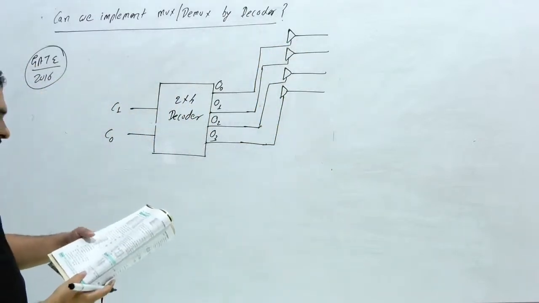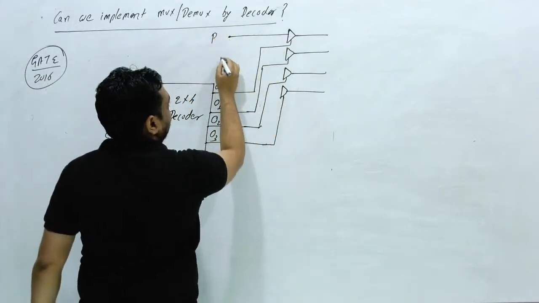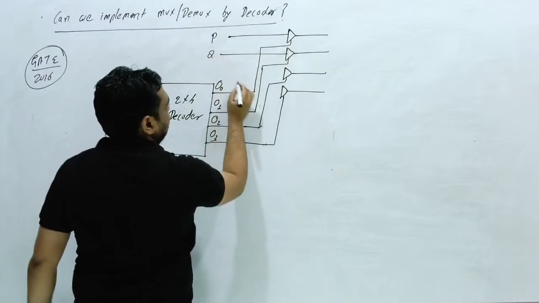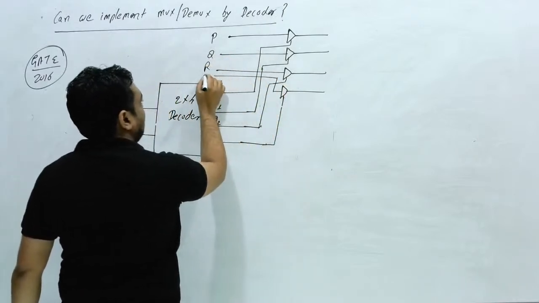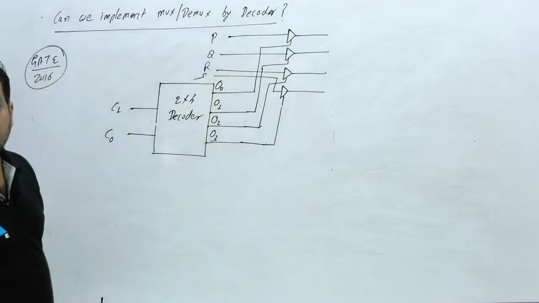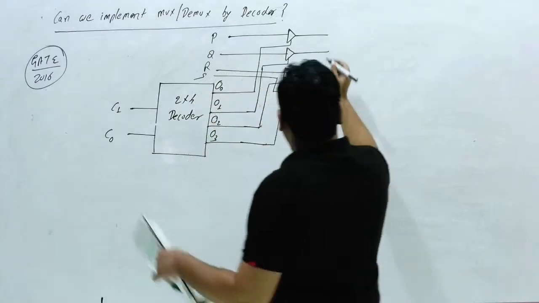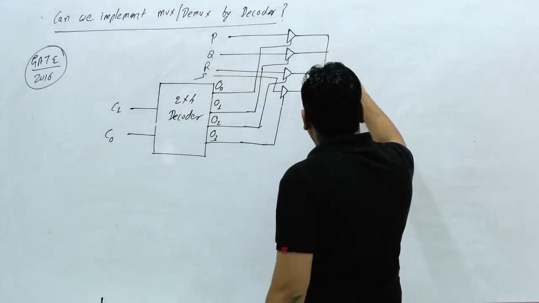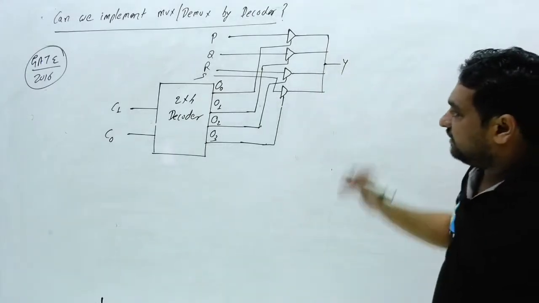This circuit is given and all have inputs. This input is P, this input is Q, this input is R, and this input is S. These four inputs PQRS are given. This is a 4 buffer, and all the outputs are tied together, and this output is Y. This circuit is given.